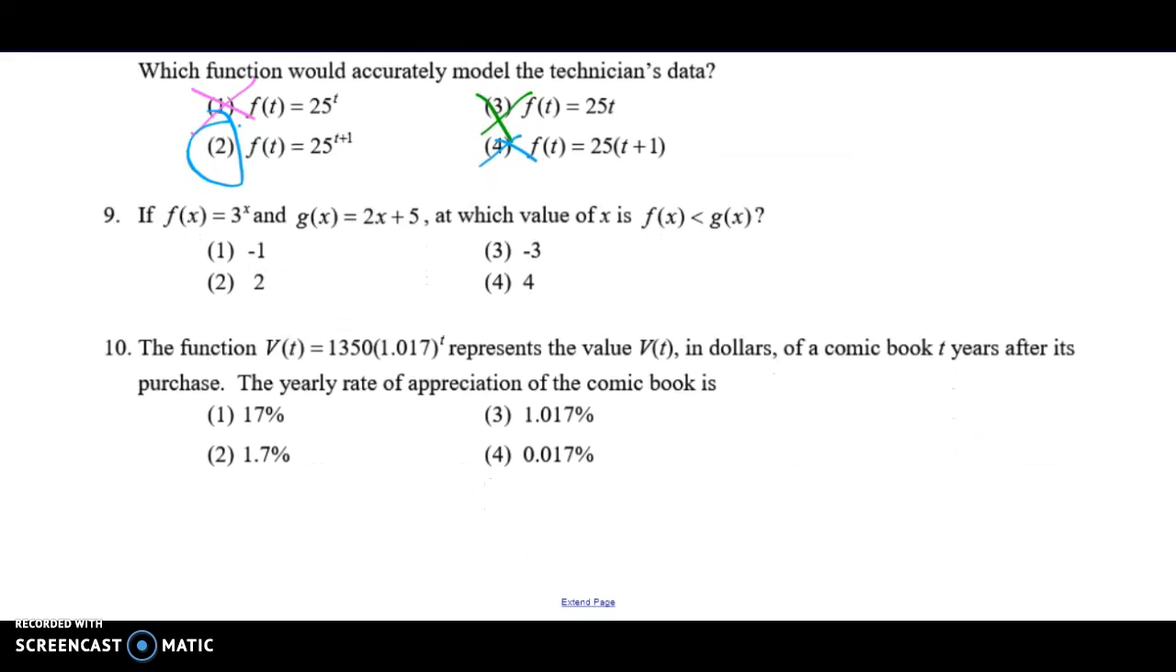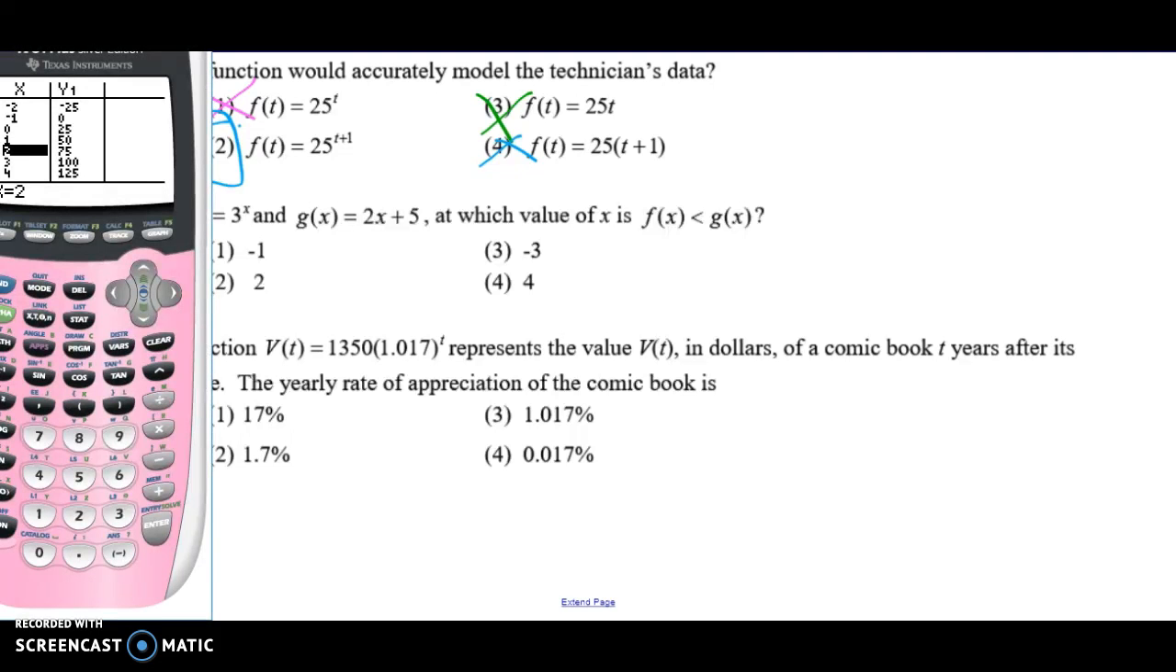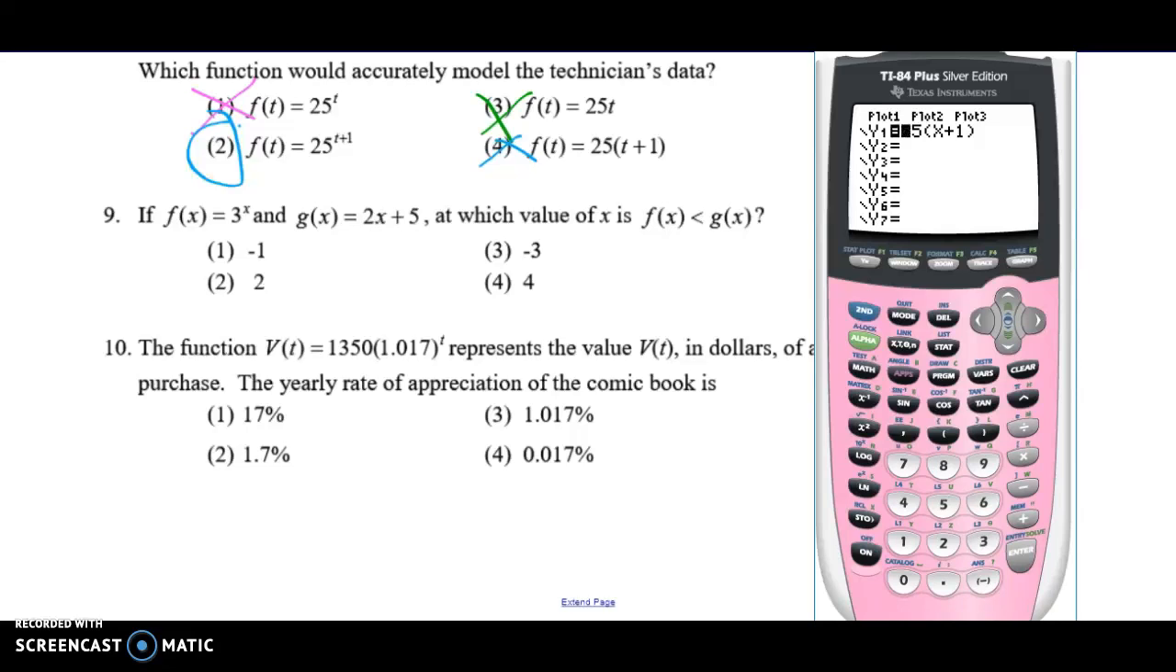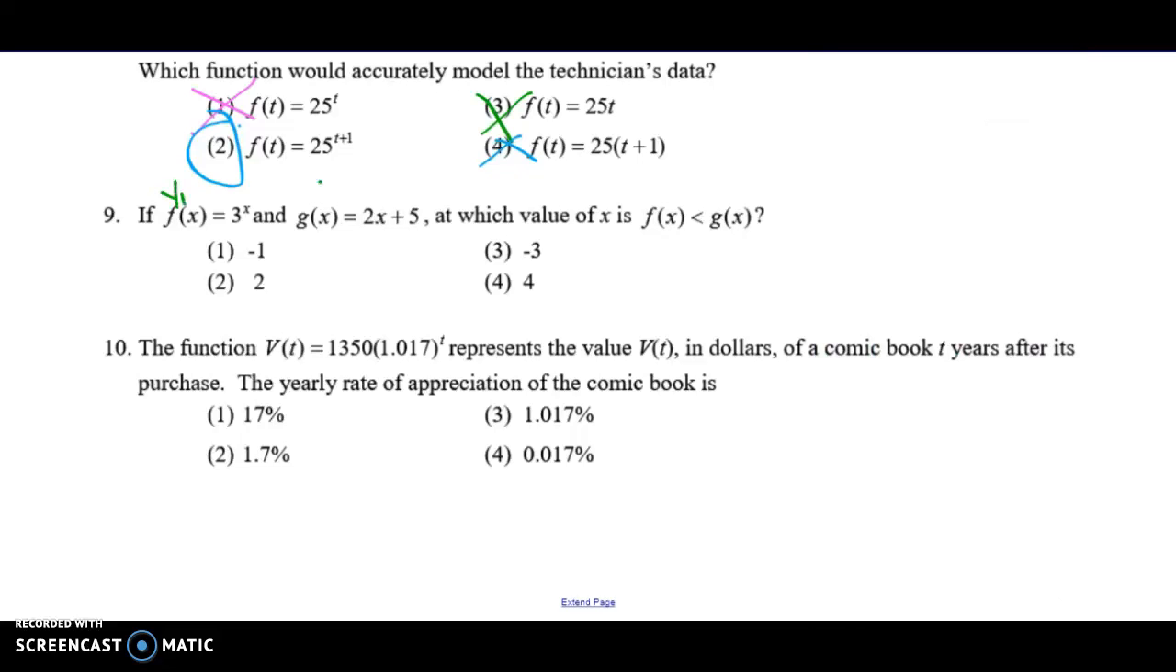Looking at number 9, if f of x is equal to 3 to the x and g of x is equal to 2x plus 5, at which value of x is f of x less than g of x? This is similar to a question we already did where we had to figure out where they were equal. We're going to put f of x into y1, g of x into y2, and then we will look at our table and look at the x value that goes along with where y1 column is less than the y2 column.